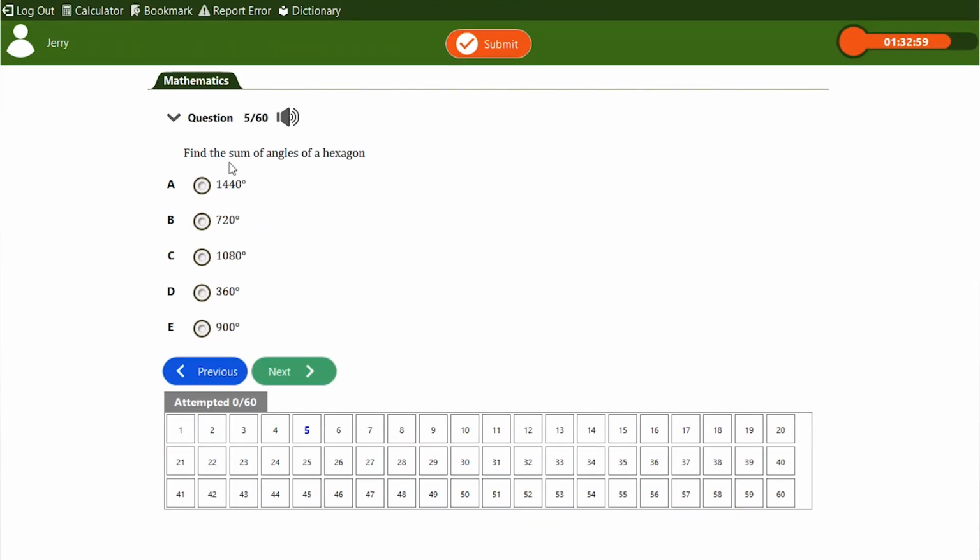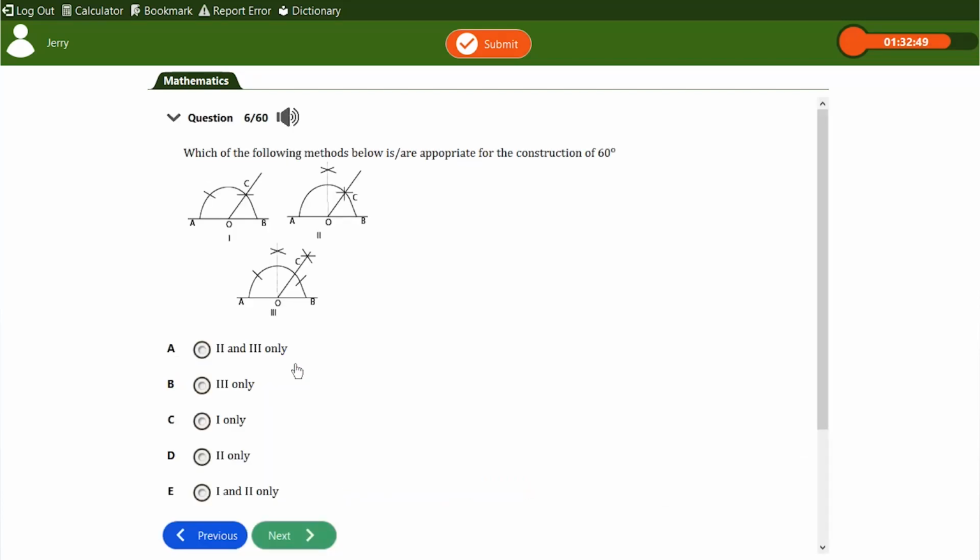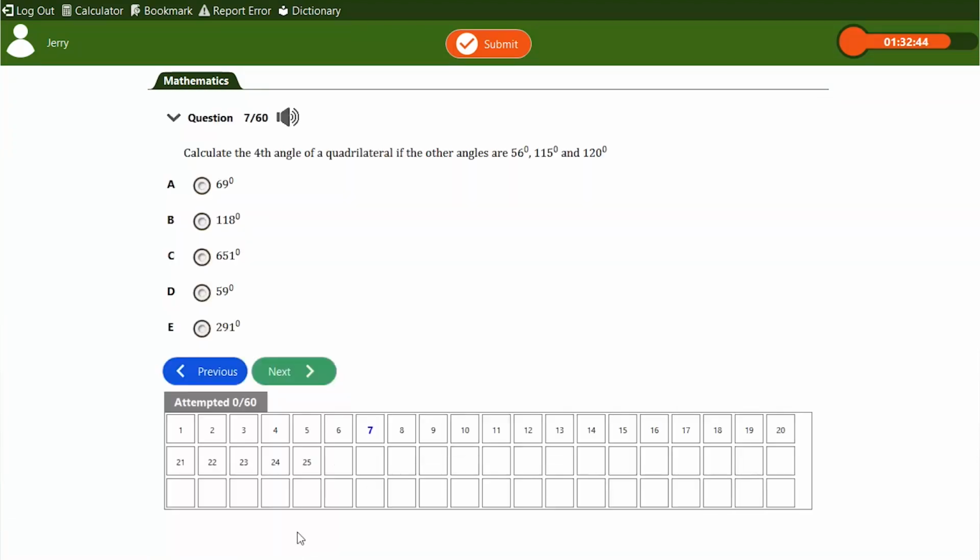Okay, this says find the sum of angles of a hexagon. We have not done that. Polygons will be a topic we will treat on its own. So let's leave hexagon. Now, which of the following methods is used? This is a question on construction.